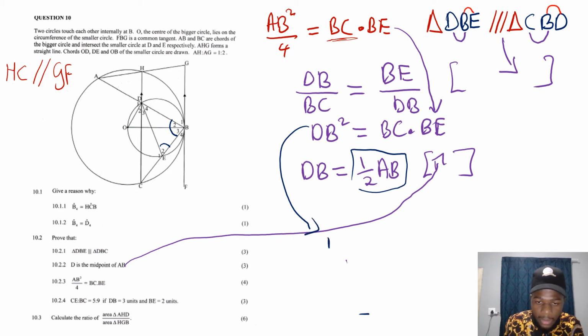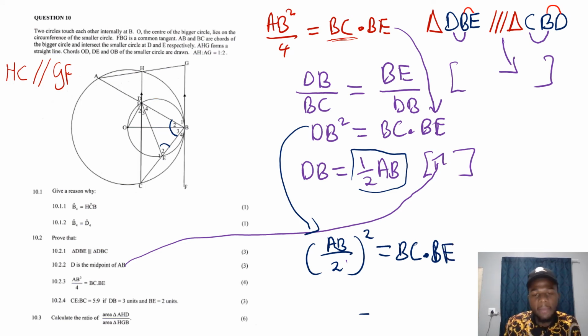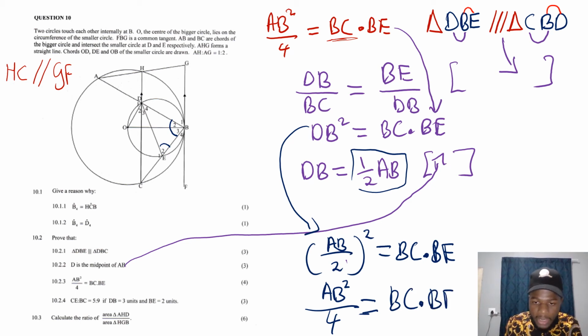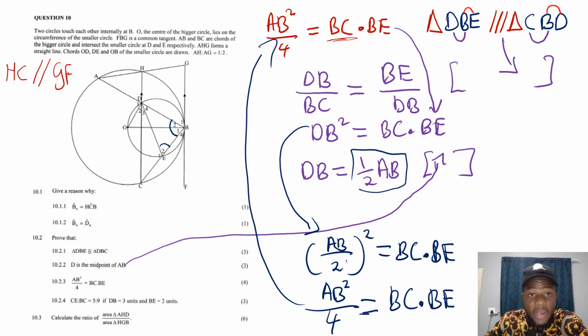Let's start. AB over 2. It was DB squared, so I will also have to square this thing. It was equal to BC multiplied by BE. So AB squared over 2 times 2, it is 4, equal to BC multiplied by BE. We have proved. We are done. Two questions left. Only two questions left. I hope you are still with me, guys.